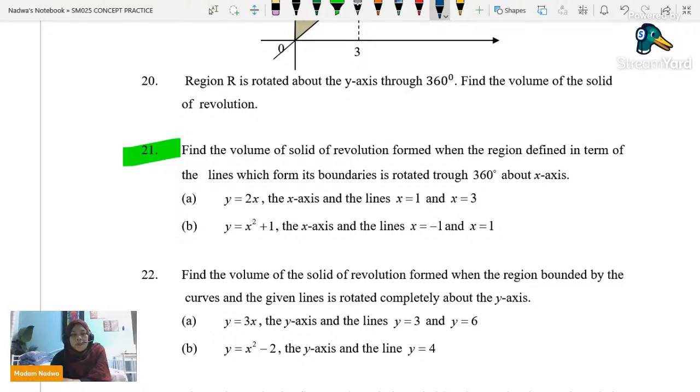Okay, thank you yang masih setia dengan saya dan nak habis ni. Saya pun dah ngantuk. Okay, find the volume of the solid revolution form when the region defined in terms of the line which form its boundaries rotated.